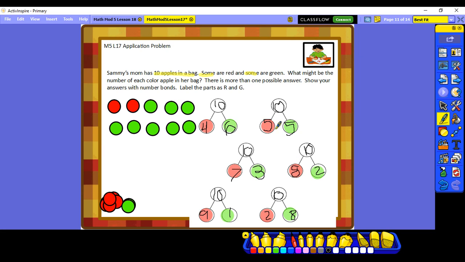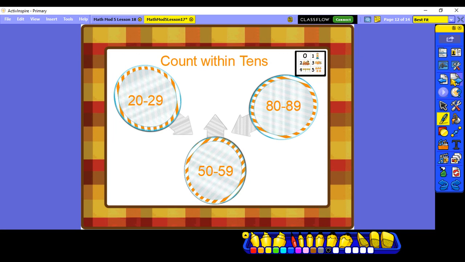Yes, because there's more than one way to make 10. As long as each part makes our whole amount of 10, they are correct. Give yourself a yee-haw. Great job, Cardinals. Yesterday, we counted within tens.